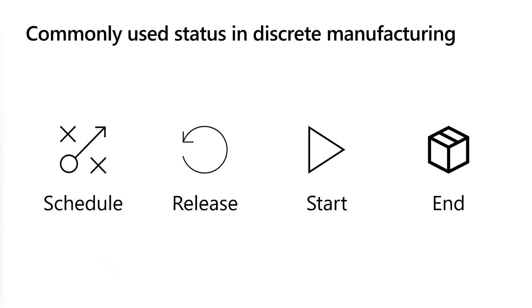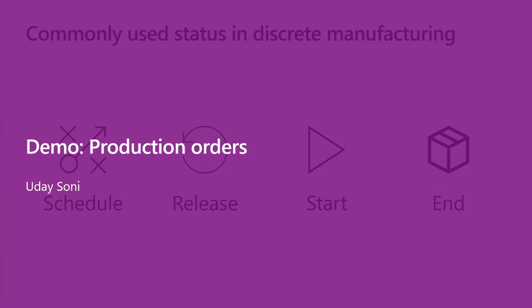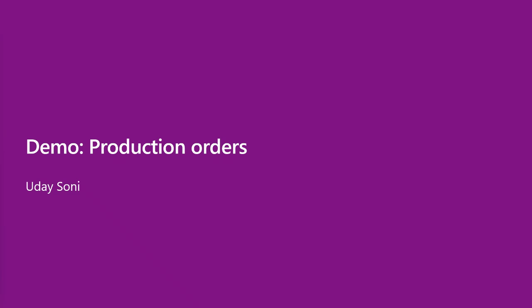The other activities like reporting material consumed, reporting activities against jobs, and operations are done by shop floor workers using the production floor execution app, which has a dedicated TechTalk in this series. With that, I'll pass it back to Uday to go over an example scenario and demonstration. Uday, over to you. Thank you, Markus.